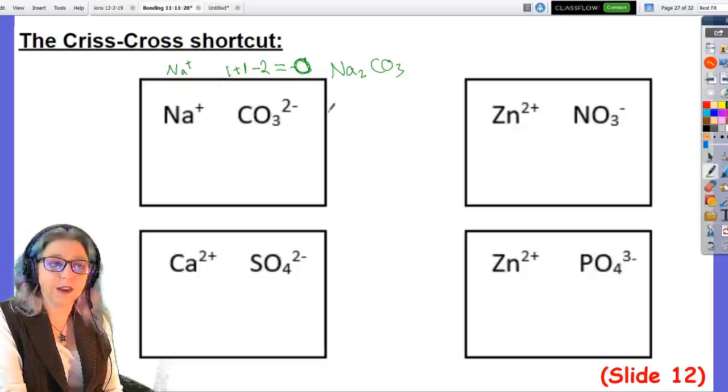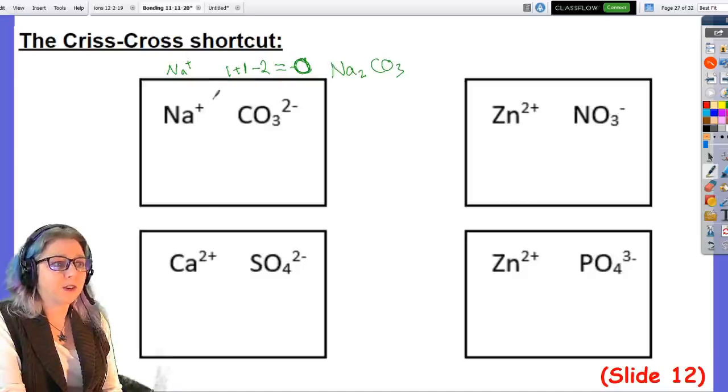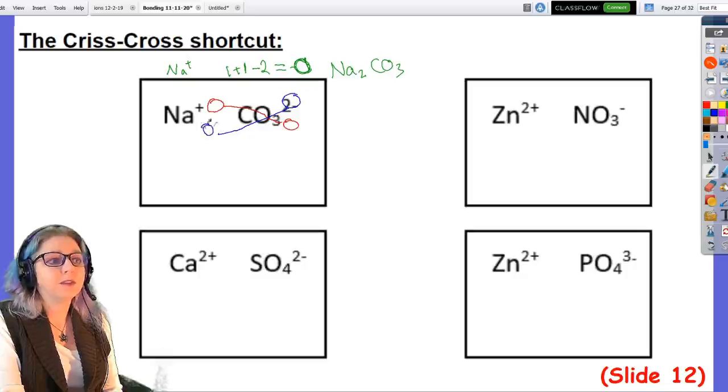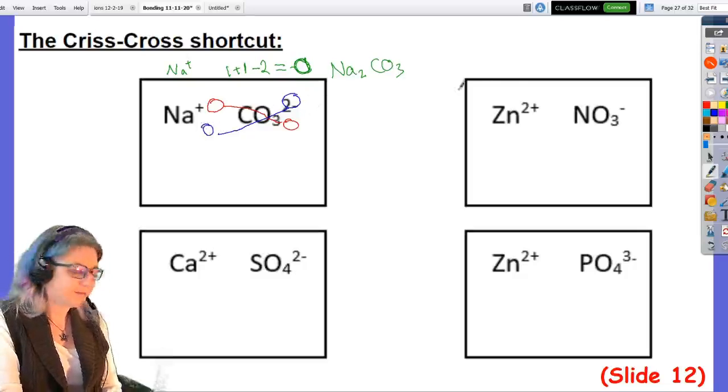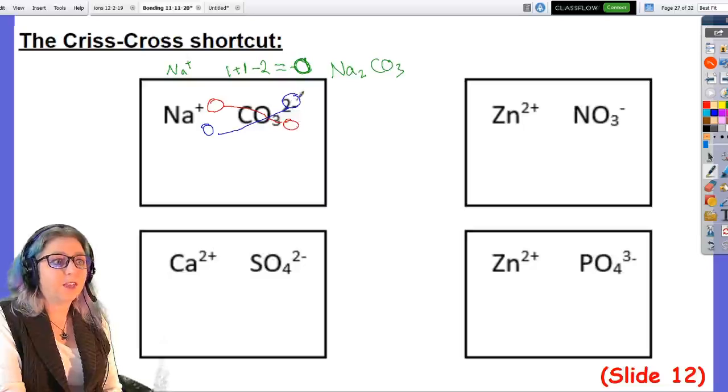That is the proper way to solve these problems. It will always give you the right answer. However, there is a shortcut. Chemistry is all about recognizing patterns. Once you see patterns, you can start doing things a little bit faster. So my criss-cross shortcut says, I'm going to take the charge from my first ion, and bring it down to be my new subscript on my second ion. And then I'm going to take the charge of my second ion and bring it down to be my new subscript on my first ion. So I bring the 1 down to my carbonate and the 2 to my sodium.